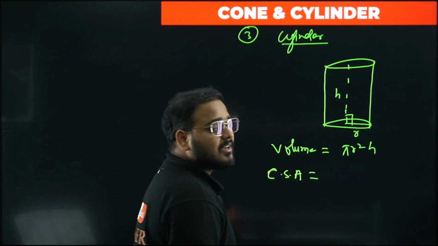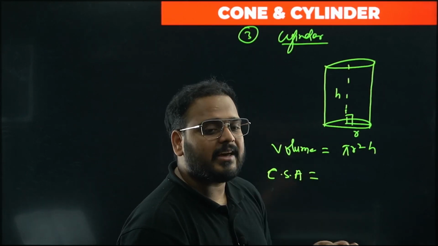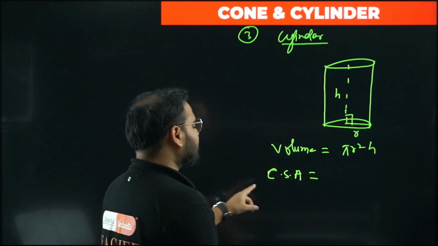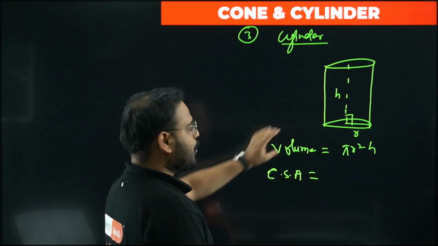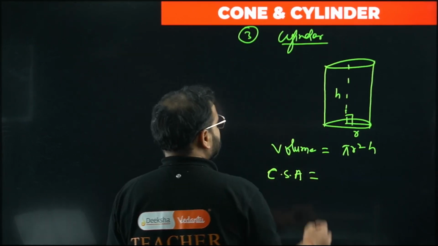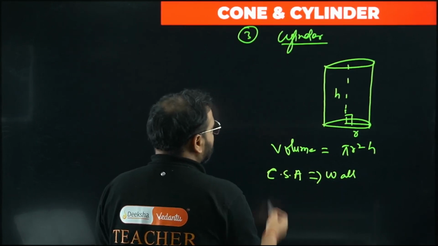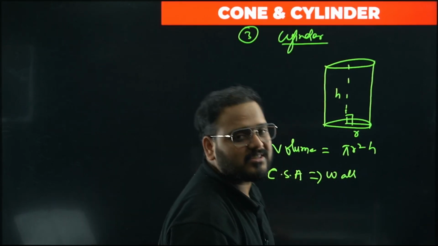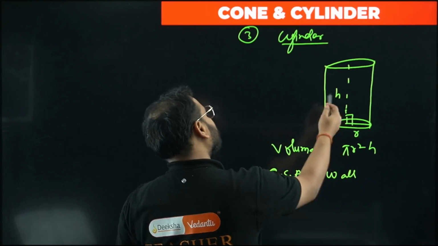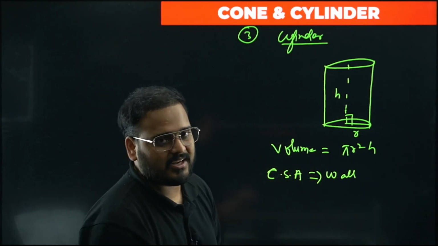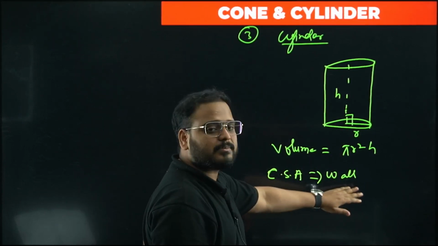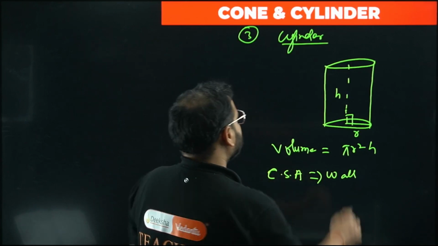What does CSA mean? Curved surface area. Is this different from the LSA, sir? No, they're the same thing. Only the wall area. CSA also means the wall. So curved surface area, you can also call this lateral surface area, but for the curved figures we simply call it curved surface area. Or simply understand the concept as the wall area, the curved part.